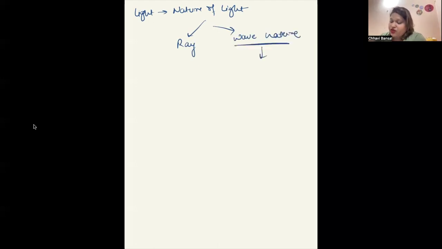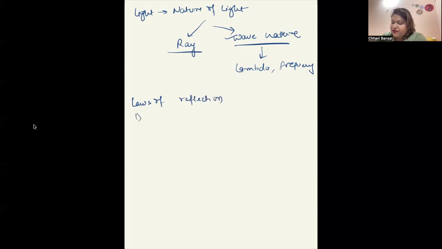Yeah, so my screen is visible, right? So what we have talked about: nature of light, both as ray nature and wave nature. In wave nature, we also discussed lambda, wavelength, and frequency, right? And we also talked about which phenomena are explained by the ray nature of light, and which phenomena are explained by the wave nature of light, right? Then we studied the laws of reflection.